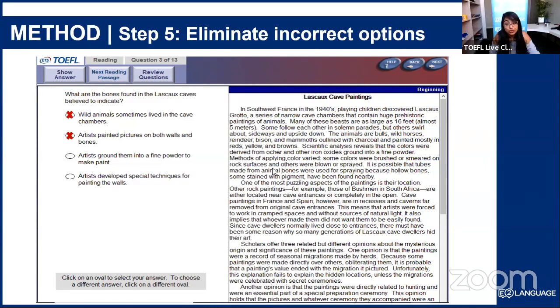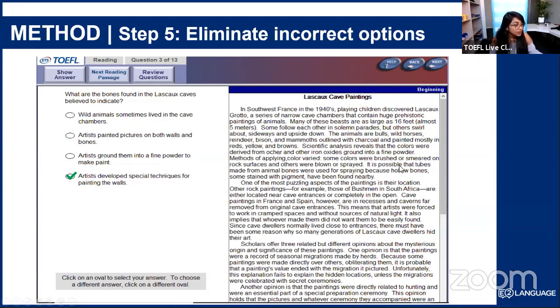Again, this is not mentioned anywhere in that paragraph. They've just said that they used bones, and they made a fine powder of iron oxide, which is again not a kind of bone. So that's not the correct answer. So we're only left with one answer option, and that's this one. Artists developed special techniques for painting the walls.